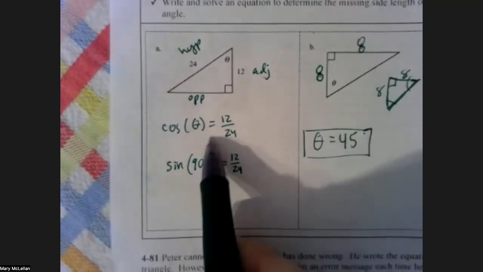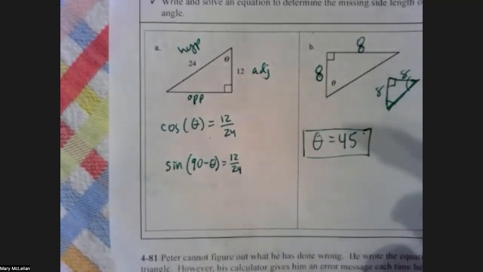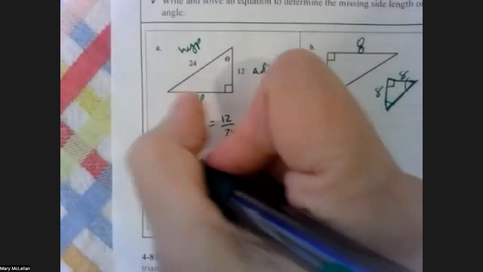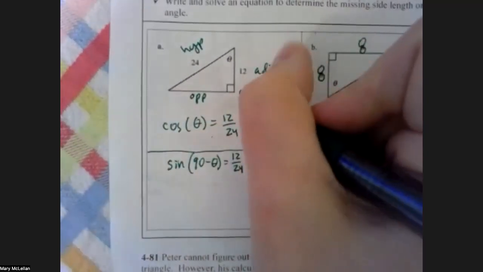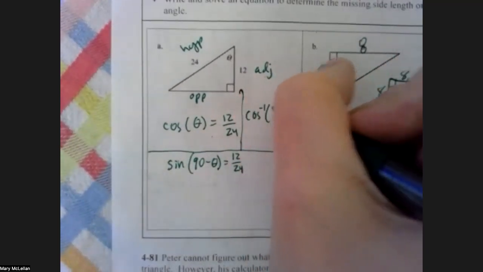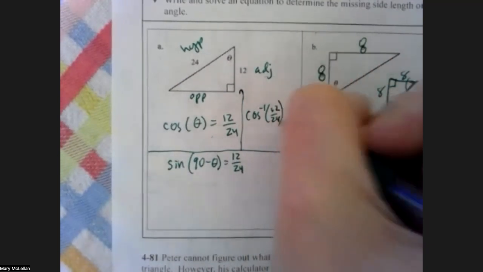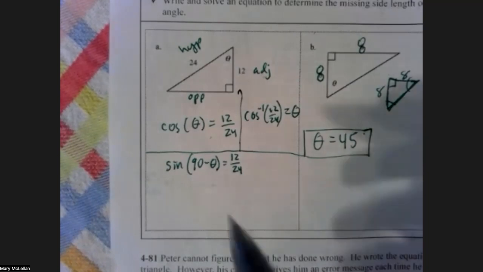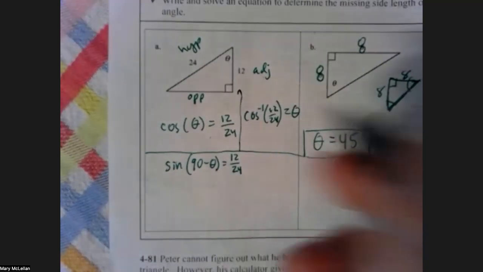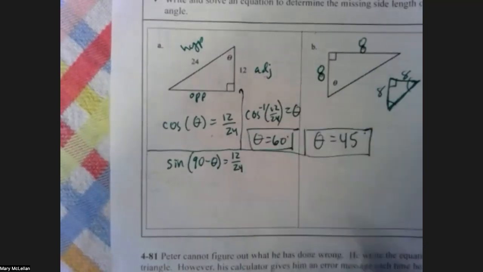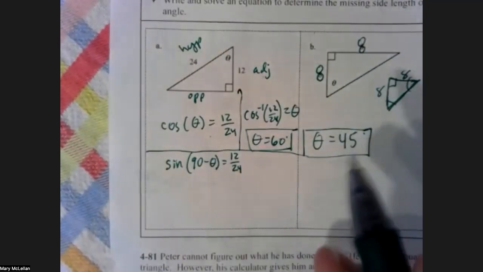Okay, first of all, I could do cosine of the angle equals 12 over 24 immediately, just using inverse cosine. So let me do that. That means cosine inverse of 12 over 24 will equal my angle. I get my angle at 60 degrees, by the way. But I could also do it this way.